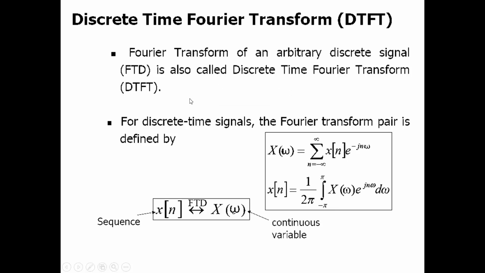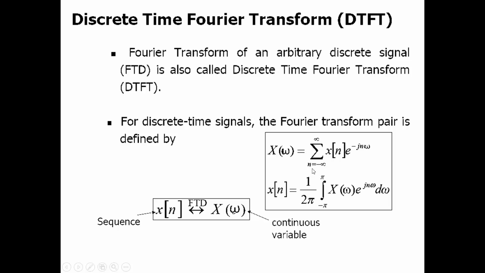Now let us come to the discrete time Fourier transform: in the discrete domain, how the Fourier transform can be obtained. The Fourier transform of an arbitrary discrete signal is also called DTFT, which is the discrete time Fourier transform. For discrete time signals, the Fourier transform pair is defined like this, where small omega is the digital frequency. Please remember that.